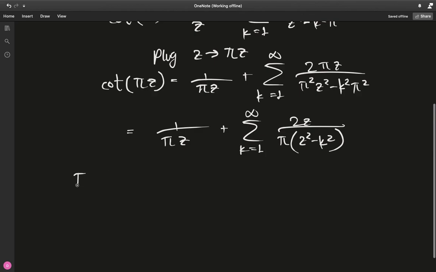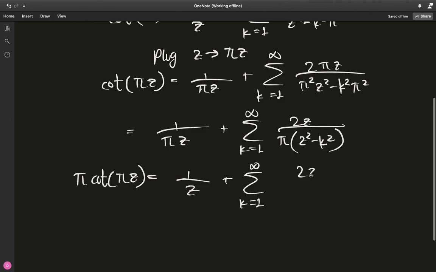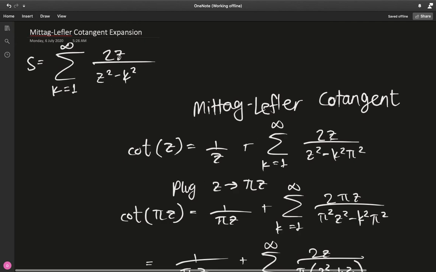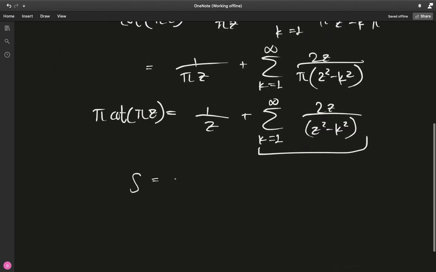And we can multiply both sides by a singular pi to get rid of all these denominator pi's. So we have 1 over z plus sum from k equals 1 to infinity of 2z over z squared minus k squared. And notice this is nothing but the S that we wanted to find. So S can be expressed as pi times cotangent of pi z minus this 1 over z factor. So let's go plug this into our original expression.